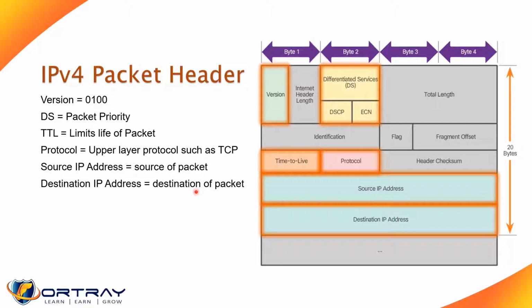TTL, time to live, is how long the packet can live inside the network. Normally it's 255 hops. Hop means a router: if the packet is going endlessly, after 255 routers, at the 256th router, the packet will be discarded.